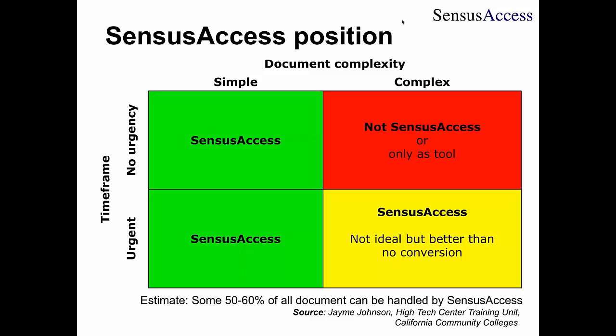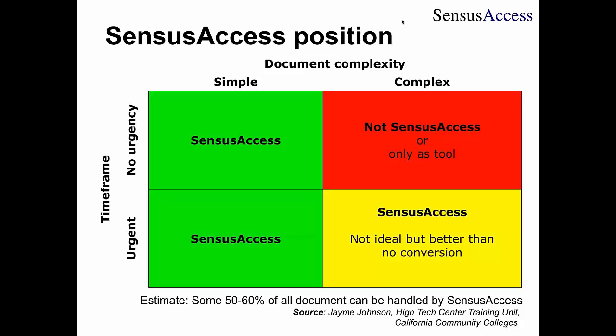on how we position the SensusAccess service, and I'm doing that on this next slide, where we are trying to explain what the service is really good for, which types of documents it is good for, and where you would want to look for other technologies, and where you would want to bring in people to do your conversion. So we're trying to explain that with this slide, where we have divided the world, first of all, in terms of the document complexity, meaning the complexity of the documents that you're submitting to the service, and on the other dimension, the urgency of the conversion.